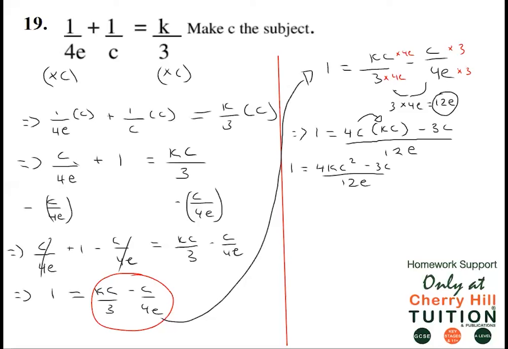Now we need to multiply both sides by 12e in order to get rid of the 12e on the right-hand side, because we need to try and make c on its own. This leaves us with 1 multiplied by 12e is equal to 4kc squared minus 3c all over 12e multiplied by 12e. On the left-hand side, we have 1 multiplied by 12e, which is just 12e. On the right-hand side, the multiplied by 12e and divide by 12e cancel out, leaving us with 4kc squared minus 3c. Okay?